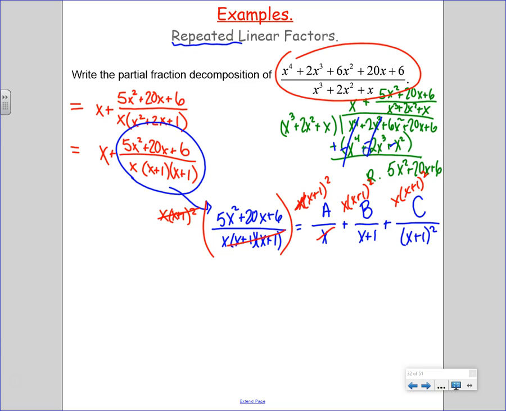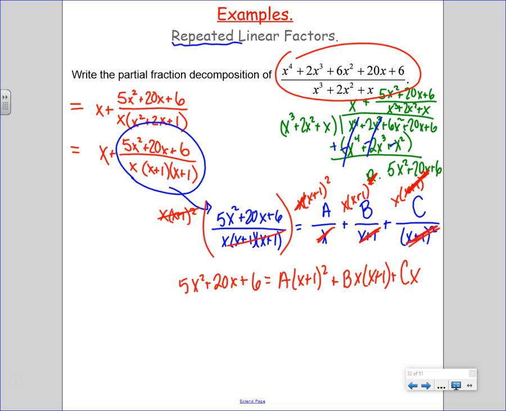X cancels with the x. The x plus 1 cancels with one of the x plus 1s. The x plus 1 squared cancels with all of the x plus 1 squared. So that what I get is 5x squared plus 20x plus 6 equals A times x plus 1 squared plus B x times x plus 1 plus C x.